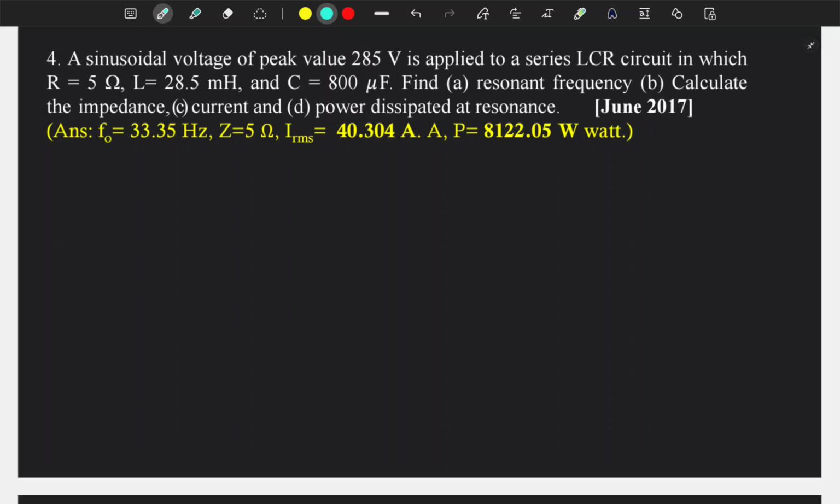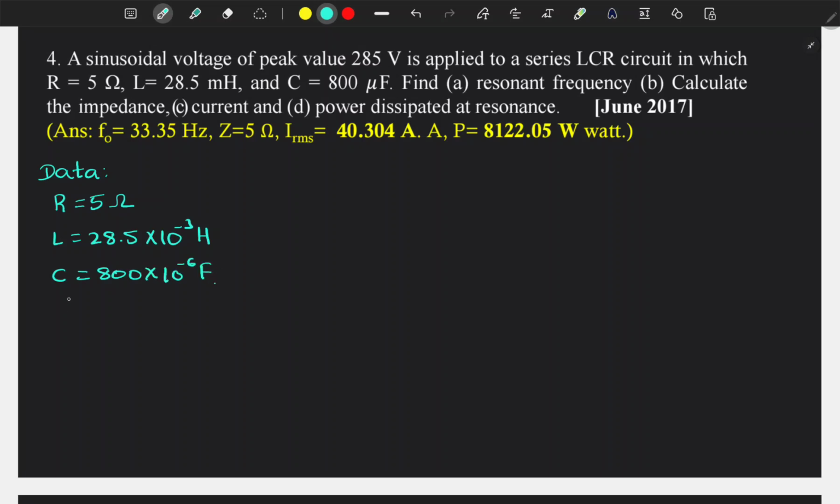So dear students, let us first write the data. Here we have R is equal to 5 ohm, L is equal to 28.5 millihenry, means 10 to the power minus 3 henry. Capacitance C is equal to 800 microfarad.